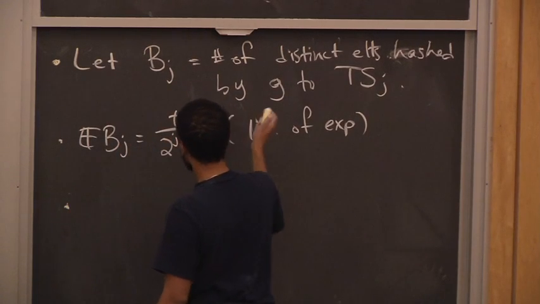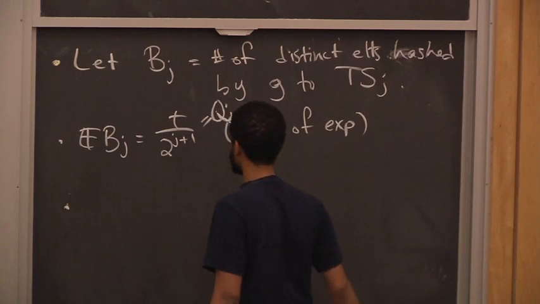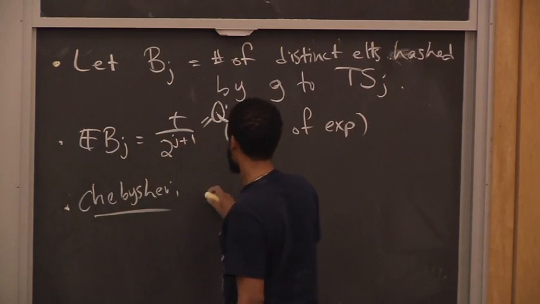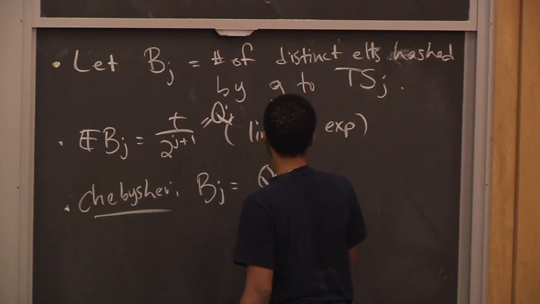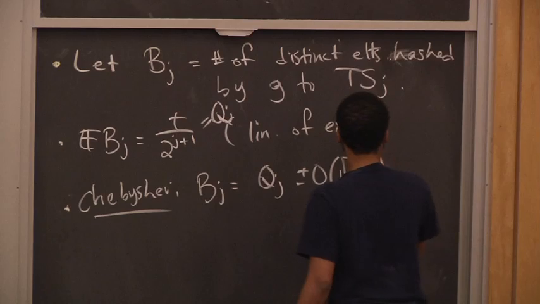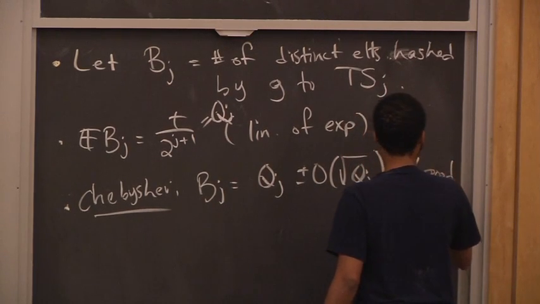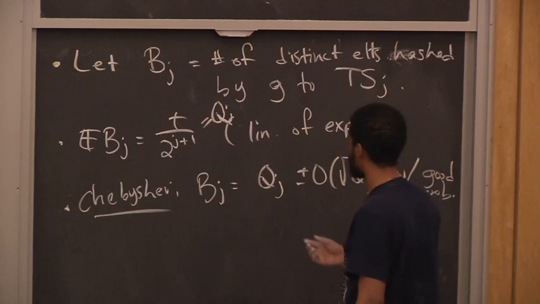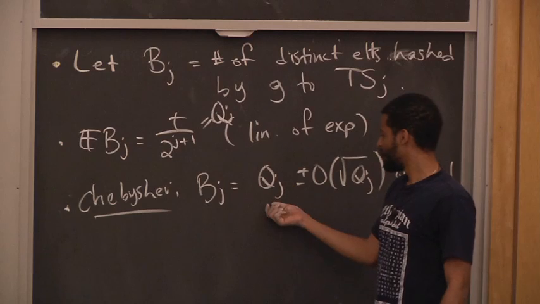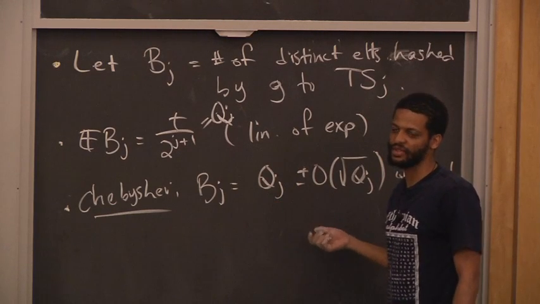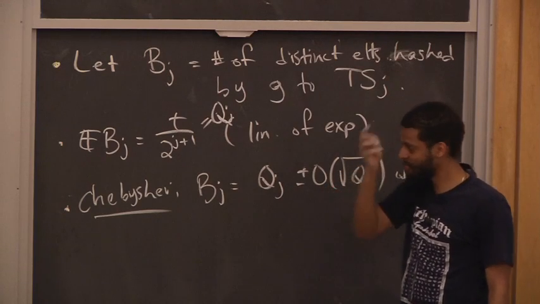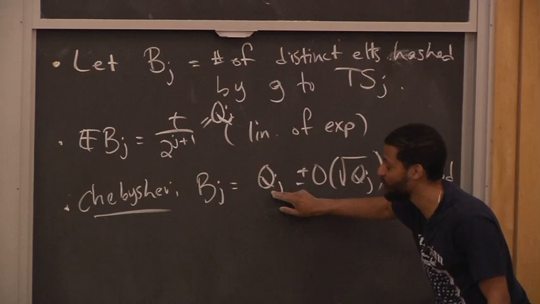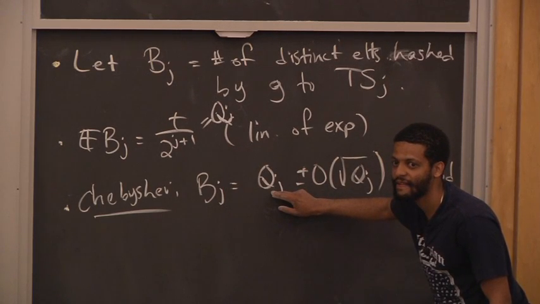Okay. And let me call this qj. Chebyshev says that bj is actually going to equal qj plus or minus O of the square root of qj with good probability. With probability 2/3 or 9/10 or something, some good big constant probability. So Chebyshev basically tells you that with constant probability, a random variable is within a standard deviation. That's what Chebyshev tells you. But if this number is roughly 1 over epsilon squared, if this number is bigger than or equal to 1 over epsilon squared, right?